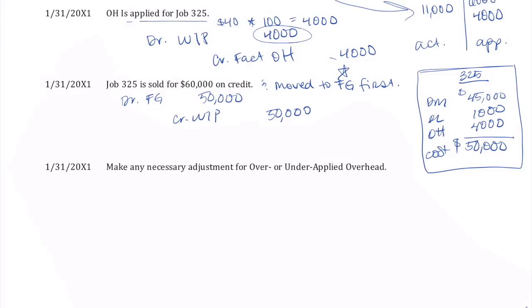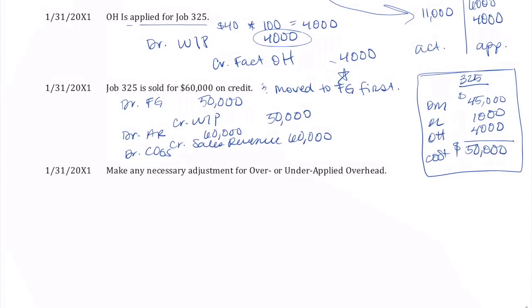Now I'm going to sell it. So I'm going to debit accounts receivable $60,000, sales revenue or just revenue, $60,000. And I'm going to record cost of goods sold for whatever it cost me to acquire that asset, $50,000, and I made it. And then I just take it out of my finished goods inventory, $50,000.